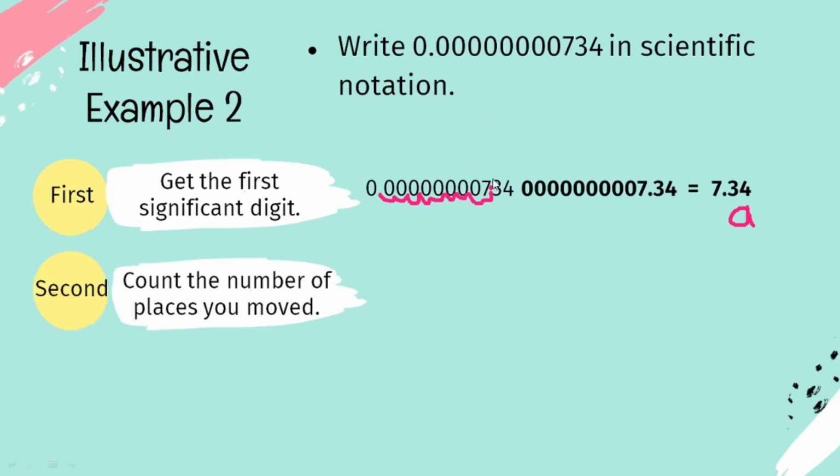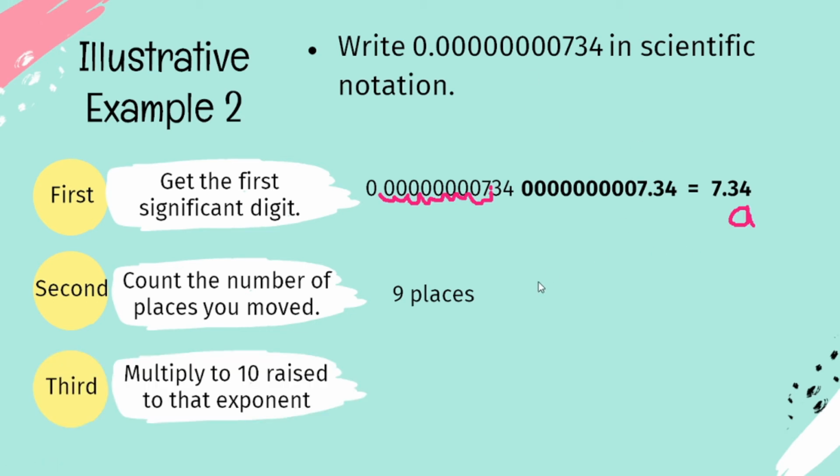Ilang beses ba tayo nag-move kanina? Di ba? We move 9 times, so we have 9 places. Yan yung magiging exponent naman natin or yung nasa naka-raise kay 10. So, we have the third, multiply to 10 raised to that exponent. This time, very small number yung ating kinonvert or in-express in scientific notation. So, expect natin kung ano kaya yung exponent natin. Kung kanina, very big number or large number, the exponent is positive.